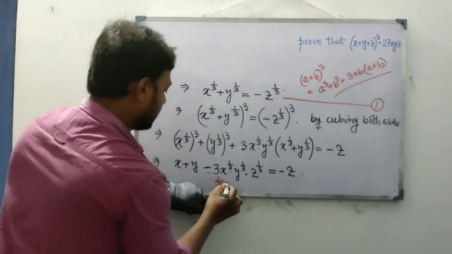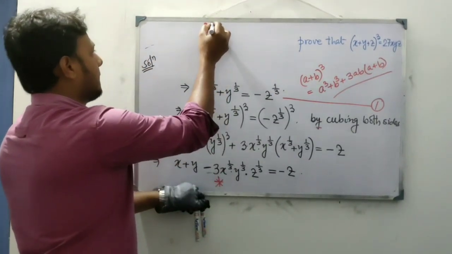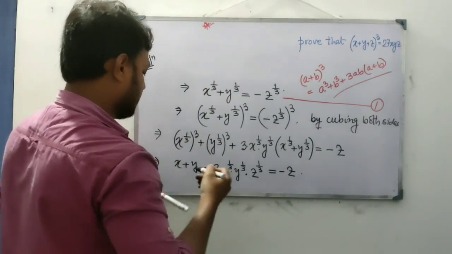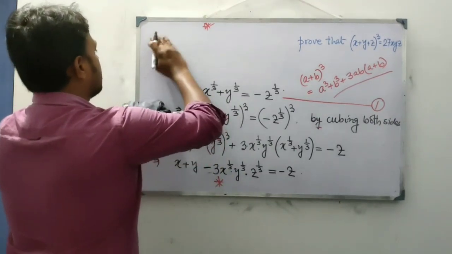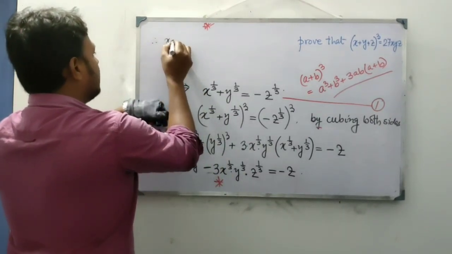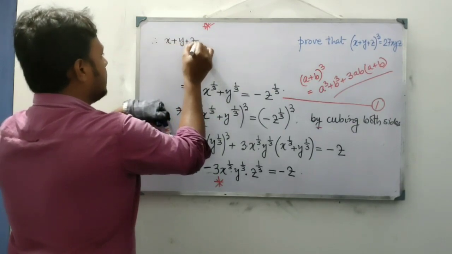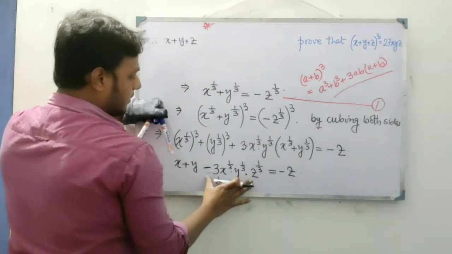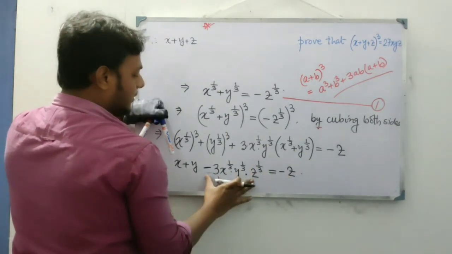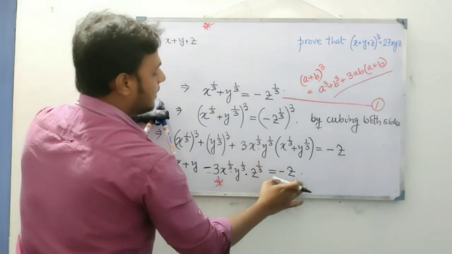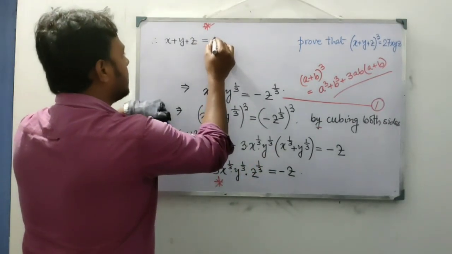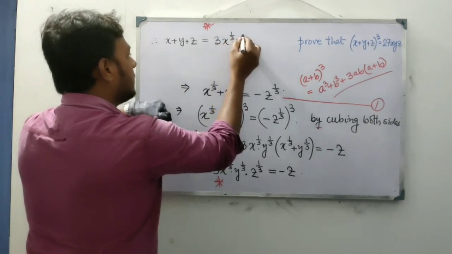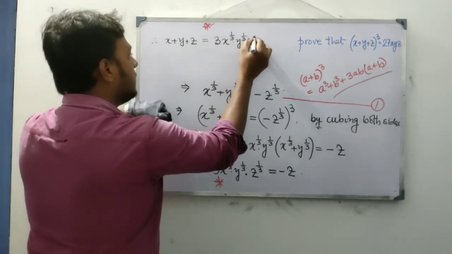After this, I am solving here. Therefore, x plus y plus z equals to, just consider this term in left hand side and consider this term in right hand side. So this term in left hand side is negative, so if we consider this term in right hand side, then it will be positive. So this equals to 3 to the power 3 into x to the power 1 by 3, y to the power 1 by 3 into z to the power 1 by 3.